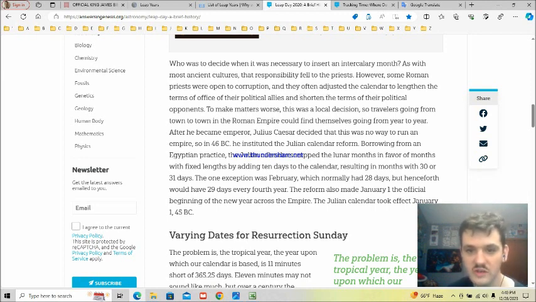and shortening the terms of their political opponents. And to make matters worse, this was a local decision. Travelers going to towns of the Roman Empire found the calendar changing from year to year.